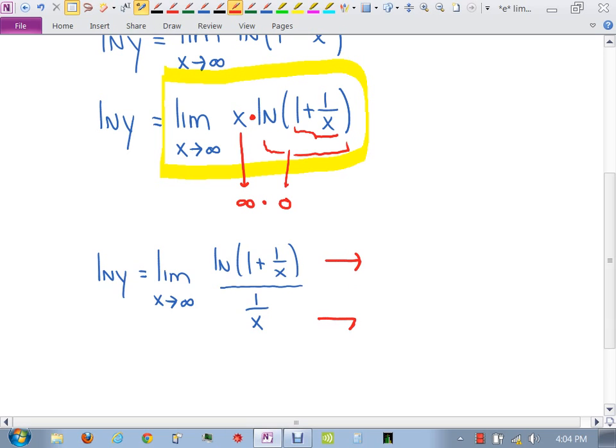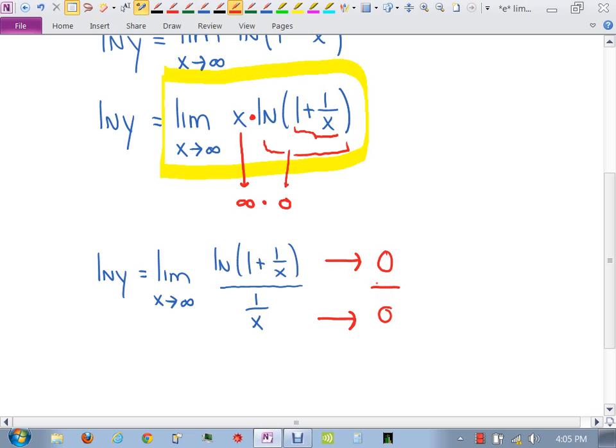Now, I'm going to just double check this. What is the numerator going to? So 1 over x goes to 0, right? That goes to 0. That goes to 0 plus 1. That goes to 1. Natural log of 1 is 0, right? Okay. Now on the bottom, 1 over infinity goes to 0. So now we have 0 over 0. L'Hopital.